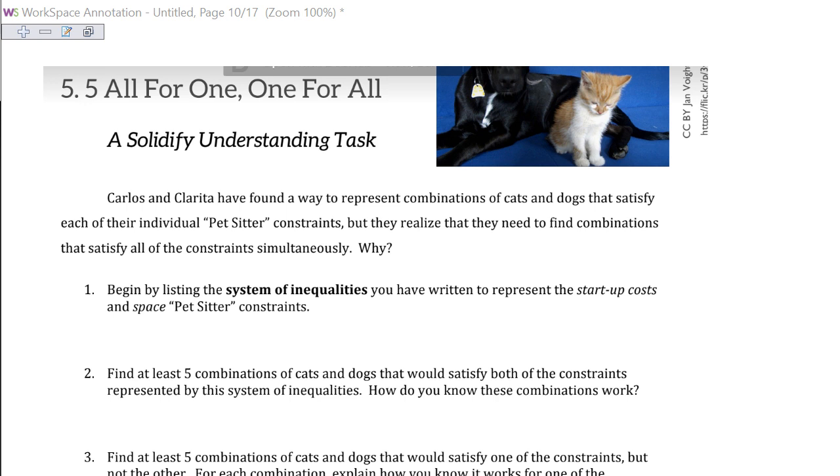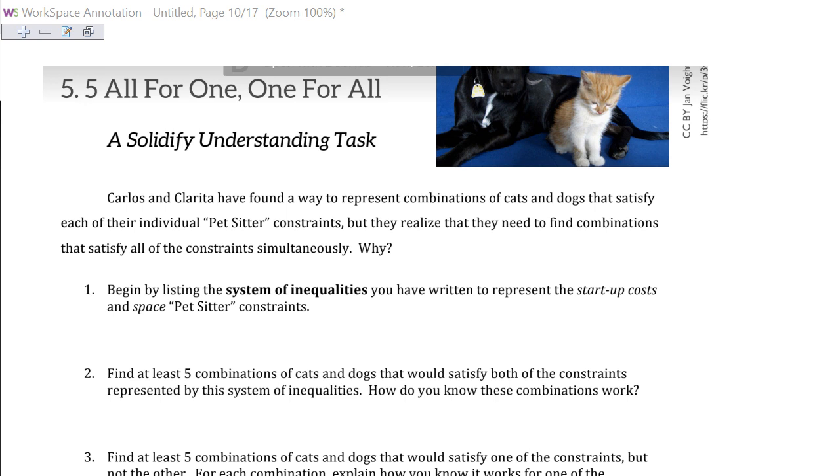Okay? It says, Carlos and Clarita have found a way to represent the combinations of cats and dogs that satisfy their constraints, but they realize that they need to find combinations that satisfy all of their constraints simultaneously. So what that means is maybe it's possible for us to afford like 24 dogs. Like maybe that's a feasible amount of dogs to have as far as cost, but we don't have the space to have 24 dogs. So we need to have all of our restrictions or constraints satisfy each other. And that's really what we're going with this.